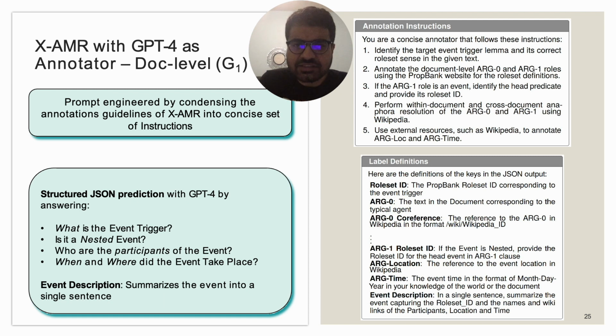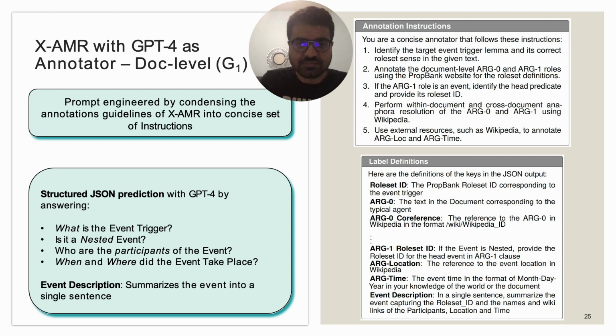We first condense the annotation guidelines of X-AMR into a concise set of instructions. The X-AMR annotation task is then converted into structured JSON prediction, where we provide the key definition of the JSON in the prompt. The generation is done basically by answering questions such as what is the event trigger, is the event nested, who are the participants of the event, when and where did the event take place. We also task GPT-4 to produce a single sentence description of the event that includes the identified role set and the argument information.